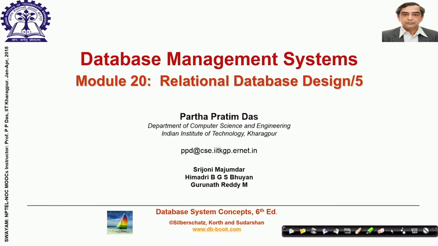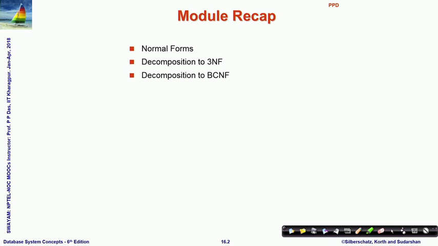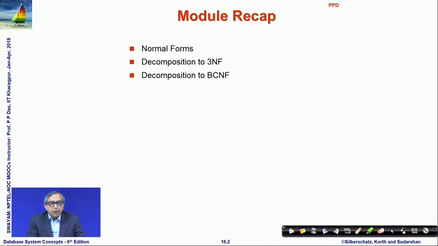We have been discussing relational database design for the last 4 modules, and this will be the concluding part of relational database design. In the last module, we have seen some very key concepts of relational design, that of normal forms, third and Boyce-Codd normal forms specifically, and how to decompose into them, and how we get benefit from this kind of decomposition in removing the anomalies by reducing the redundancy in the design.